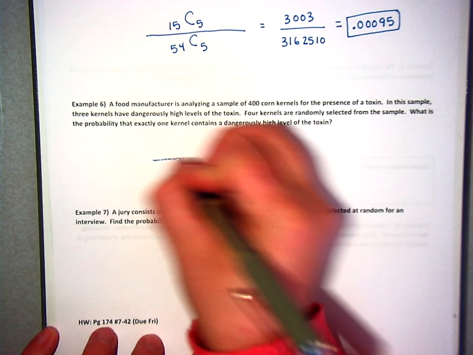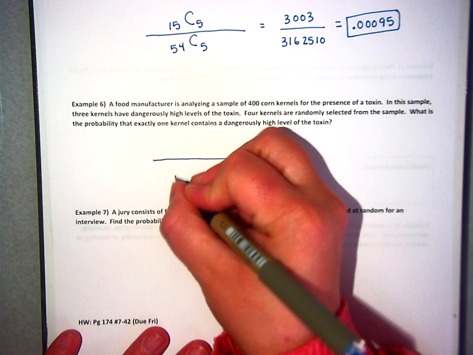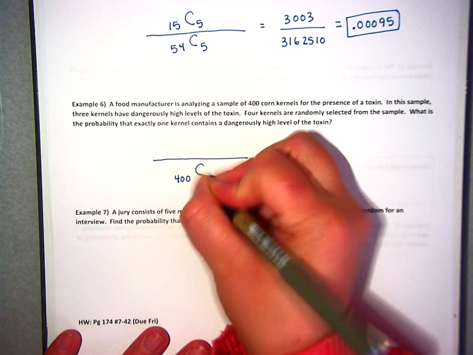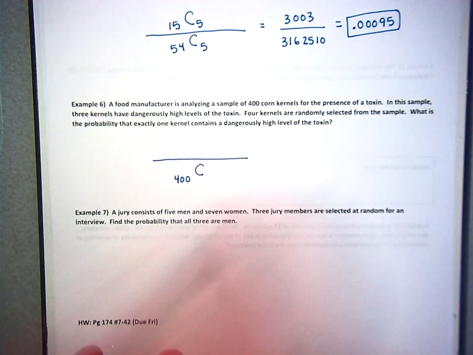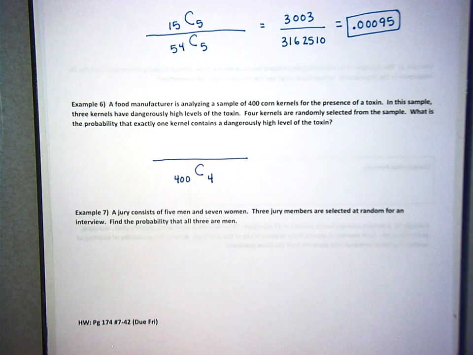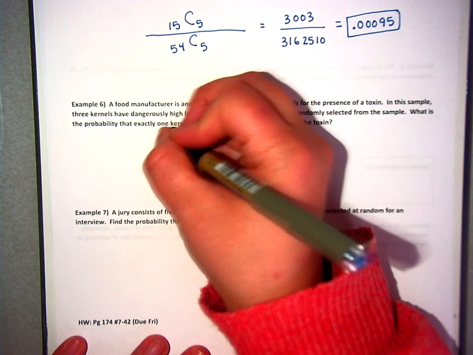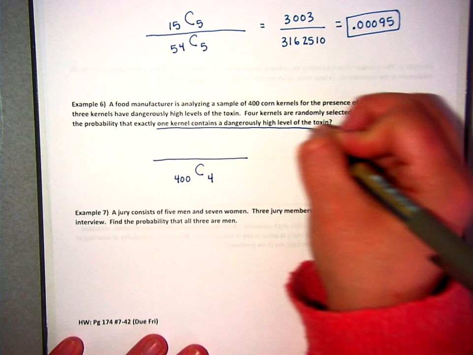Okay. So, first of all, does it matter what order they pick their corn kernels in? No. All right, so we're going to use combinations. How many corn kernels are there? 400. And we're selecting how many total? 4. And then, how many dangerous ones do we want to get? It says 1. We want 1 to be dangerous and the rest not.